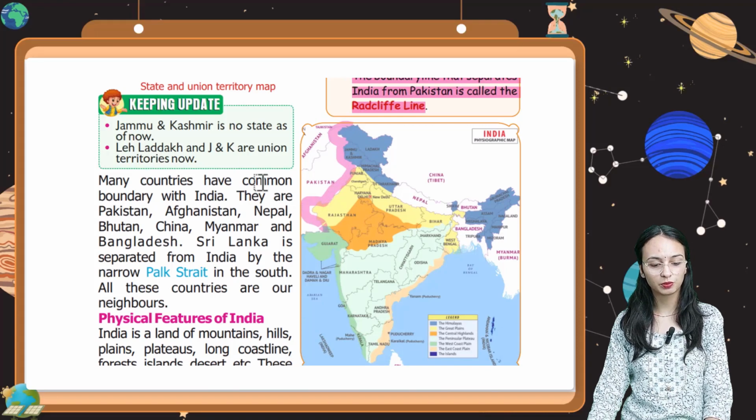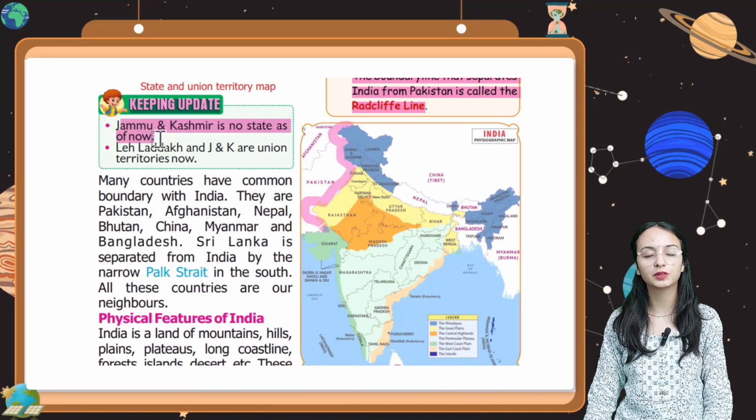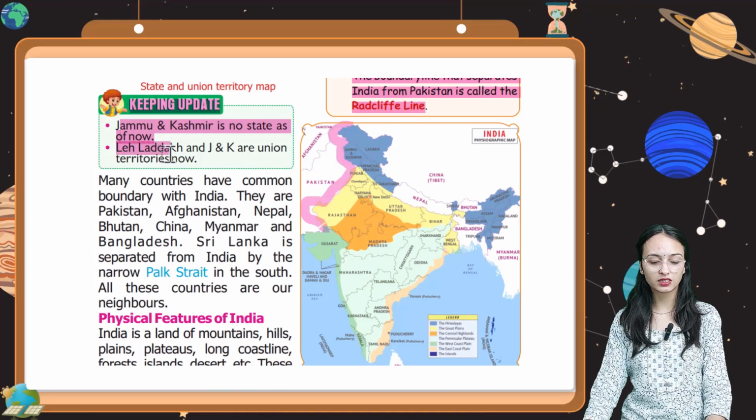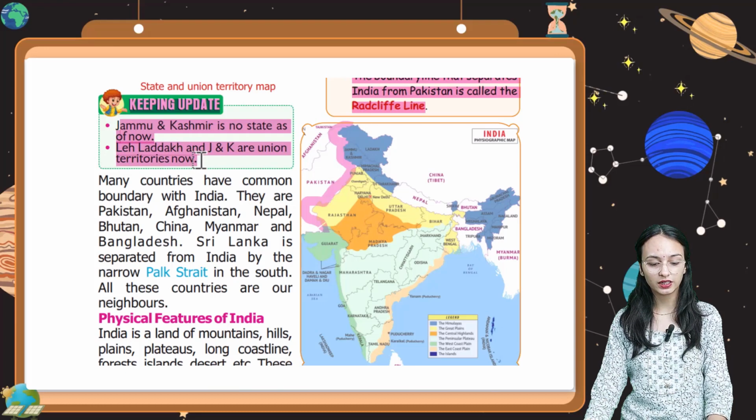Now, to keep you updated, Jammu and Kashmir is no longer a state as of now. So earlier, Jammu and Kashmir was a full-fledged state, but after a legislative enactment, Jammu and Kashmir is not a state. It is converted into 2 union territories, which are Jammu and Kashmir and Leh and Ladakh.